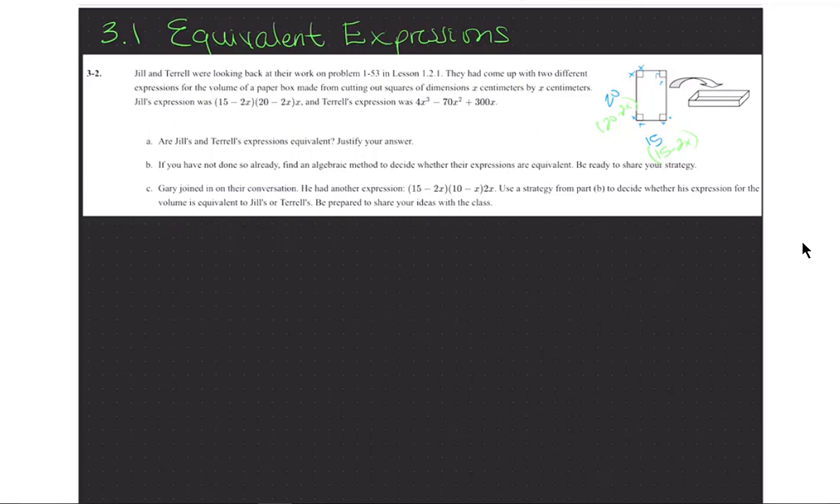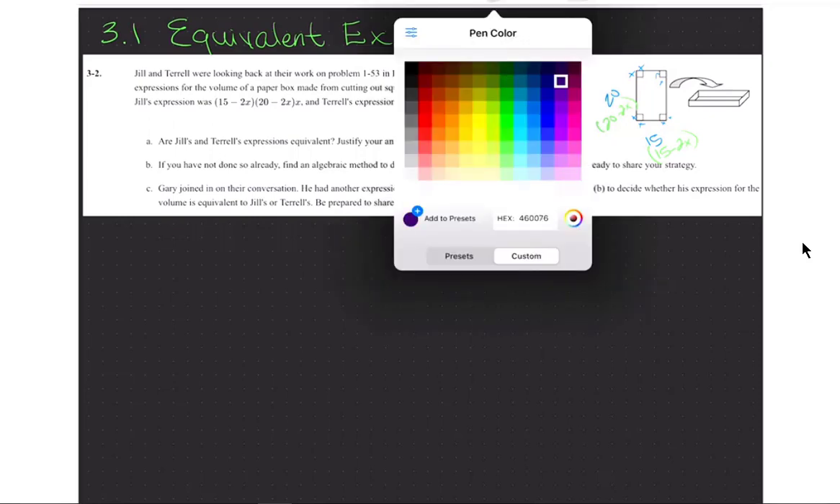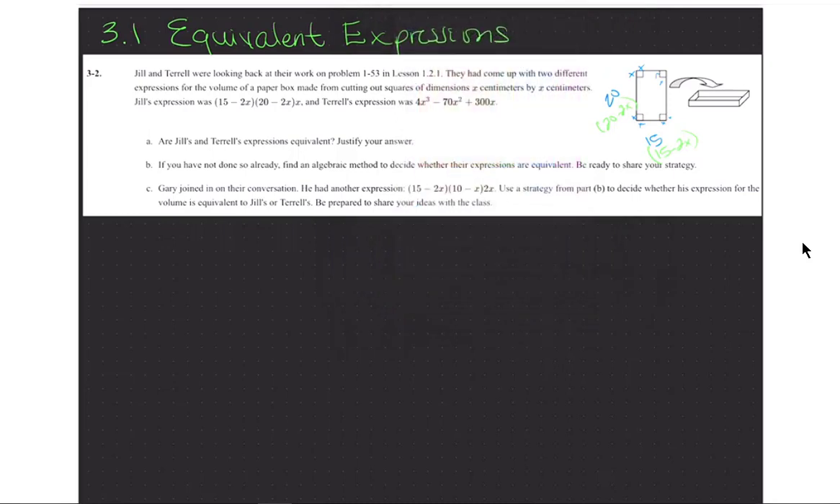So if we look at our box, and we're actually trying to find the volume, we know that the volume equals length times width times height. Some people use depth instead of height, but either way. So one of these is our length, one of these is our width, and then that x is our height. And that's where Jill came up with 15 minus 2x times 20 minus 2x times x. So we want to know if that's equivalent to Terrell's expression. So I'm going to start off, because these are binomials. Okay. Oh, why am I doing the highlighter?